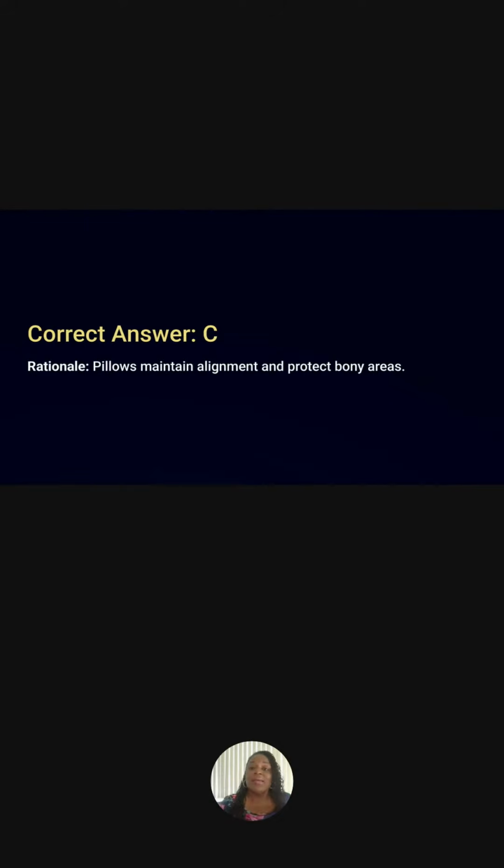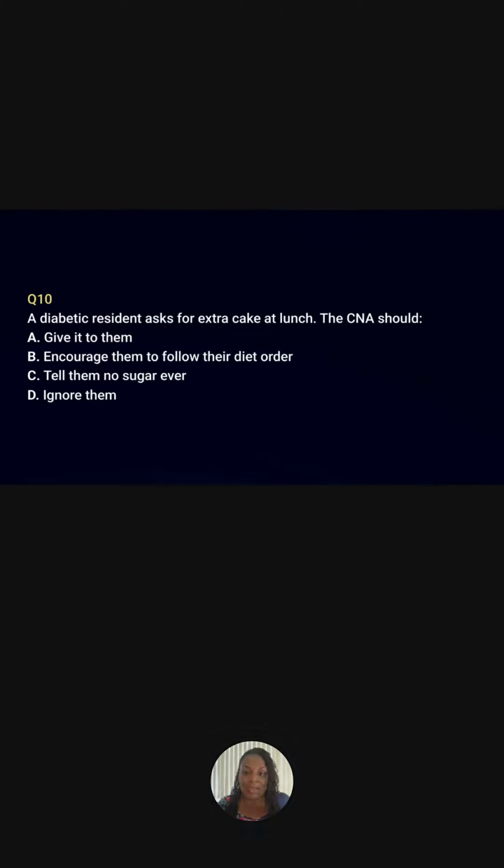Why do we have them hug a pillow? Because that's going to be uncomfortable. Their arm won't be aligned. It may be behind them. So it helps to keep them in proper alignment.